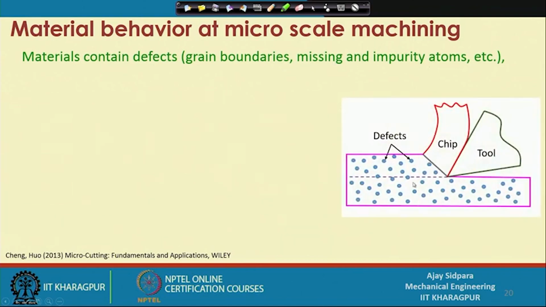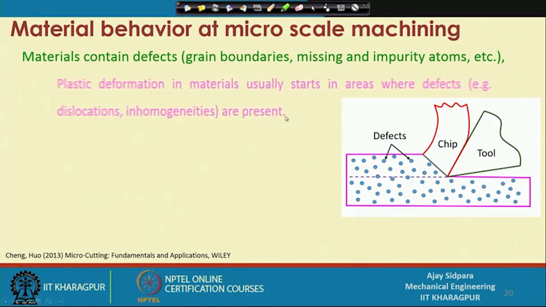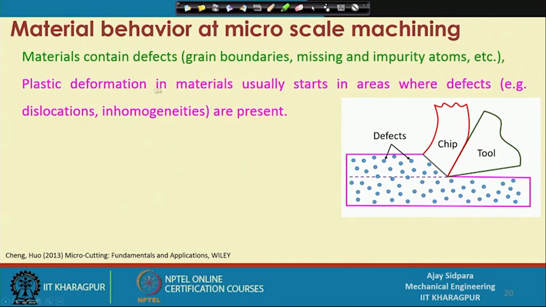Now, see, these are the defect levels. We have seen in the earlier slide that many things are created or nucleated because of the presence of these particular defects. So, plastic deformation in materials usually starts in areas where the defects are present.